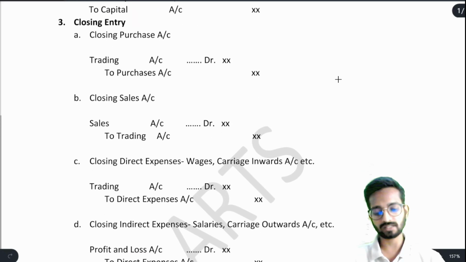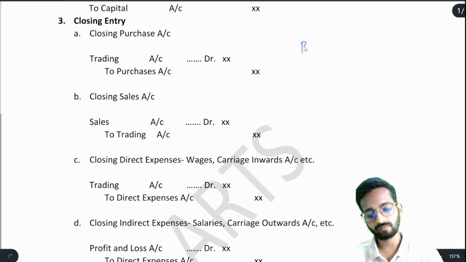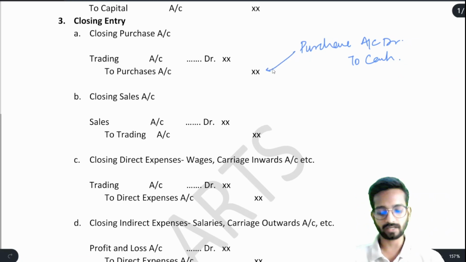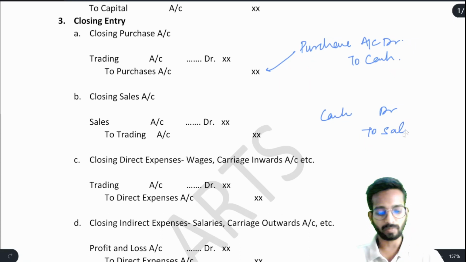What are the accounts you have to close, that we are learning here. So, closing the purchases account. We all know when we purchase any goods, what do we write? We write purchase account debit to cash. But when we are closing that account, what will we do? We will close the purchases account: trading account debit to purchases. Same case in sales. What did we used to write? Cash account debit to sales. But when we have to close the sales account, we will debit the sales account.